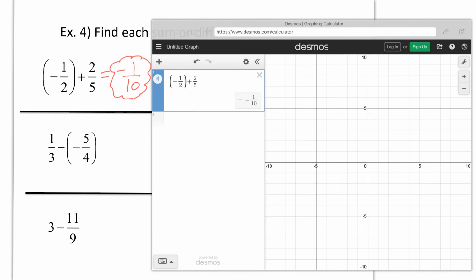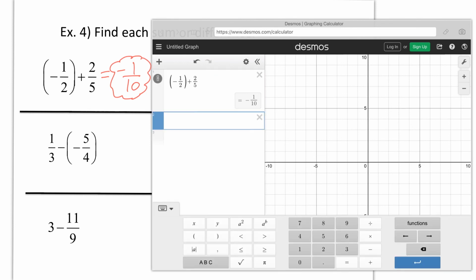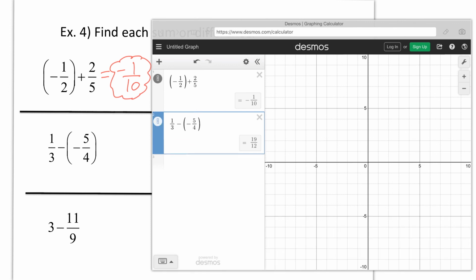So I'm going to go to the next one. The next one, you have 1 divided by 3. Move the cursor, so you move the minus on the right side. Open parentheses, and there's a negative, and you have 5 divided by 4. Move the cursor, close parentheses. Again, it's a decimal. Let me turn that into a fraction. So my fraction is 19/12.